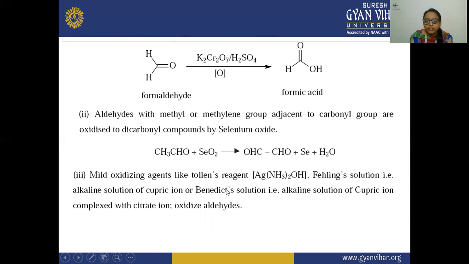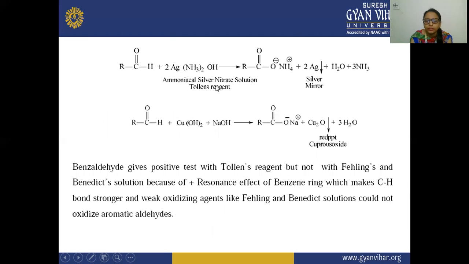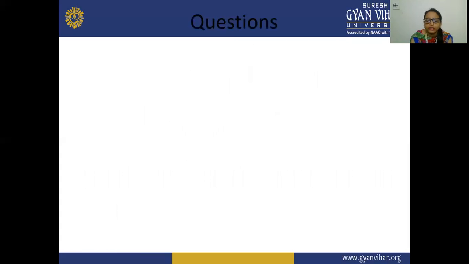Mild oxidizing agents like Tollens reagent, Fehling's solution, an alkaline solution of cupric ions, or Benedict's solution are used as oxidizing agents. Here you will see the acetaldehyde in the presence of Tollens reagent, and this salt is formed here. Benzaldehyde gives a positive test with Tollens reagent, but not with Fehling's and Benedict's solutions, because of the positive resonance effect of the benzene ring, which makes the CH bond stronger, and weak oxidizing agents like Fehling's and Benedict's solutions cannot oxidize aromatic aldehydes. So next are the questions.